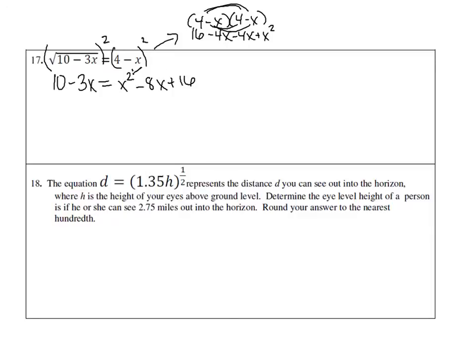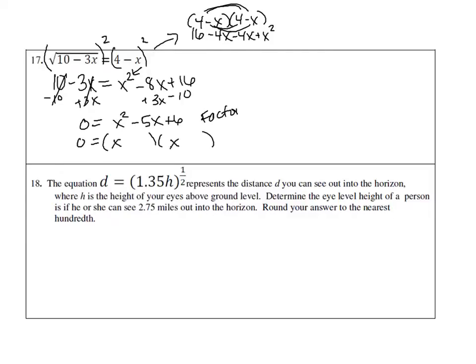Now this 2 here means it's a quadratic, so we need everything on one side. So we're going to subtract 10, and we're going to add 3x. So we get 0 is equal to x squared minus 5x plus 6. So now we want to factor. So what numbers will multiply to give you 6 and add up to negative 5? So negative 2 and negative 3 will.